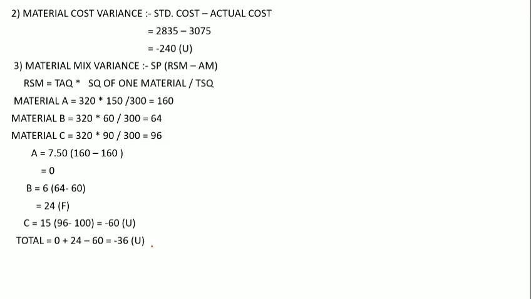Number 4 is material yield variance. So the formula is standard cost per unit and in bracket AY minus RSY. Here too the totals of the table we made were different, so RSY will be used. So first calculate standard cost per unit for this. So the formula of standard cost per unit is standard cost divided by standard yield. So put the values for this. Standard cost is 2835 and standard yield is 270. The final answer of this is 10.5. Now put the values for the formula.